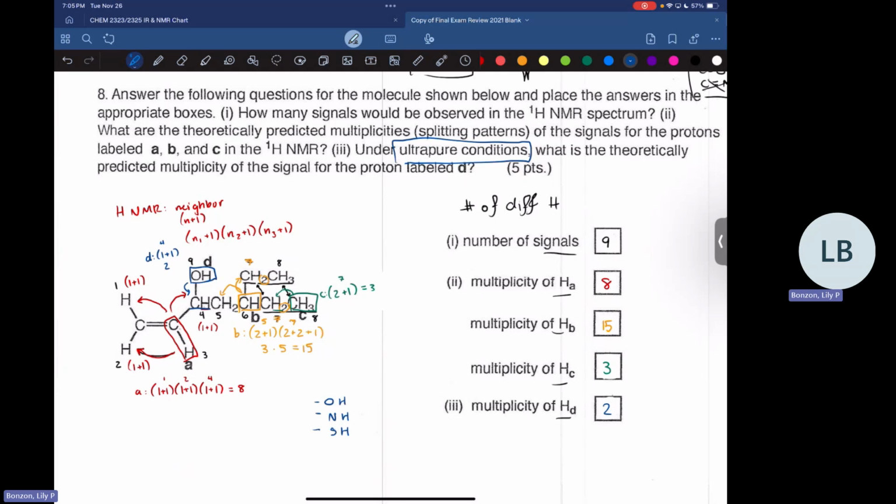Yes, I would think so. Because again, I just don't think it would be picked up by the instrument. So then it would just be blank, like you wouldn't see it there. 8 signals, and then for HD, I think you'd have to be asking about this one right here that's attached to the OH, so you wouldn't see the OH one, but then you'd consider the other ones. But in all the exams I've ever seen, she only puts ultra pure conditions. But do make sure you're reading your instructions because who knows?